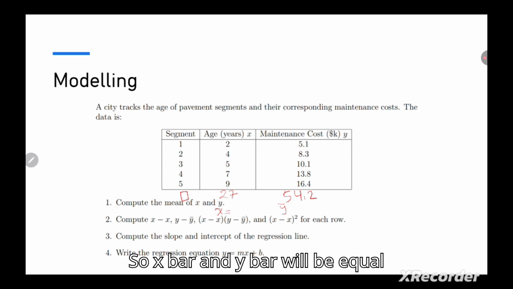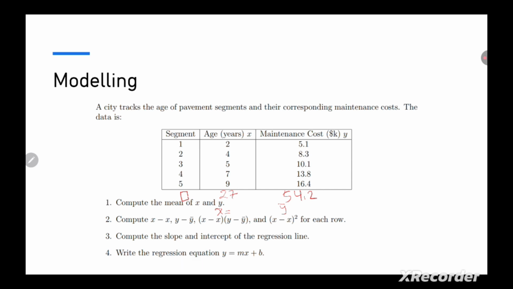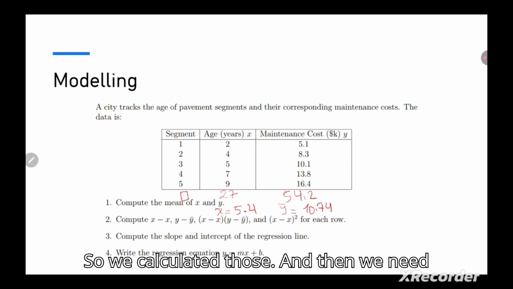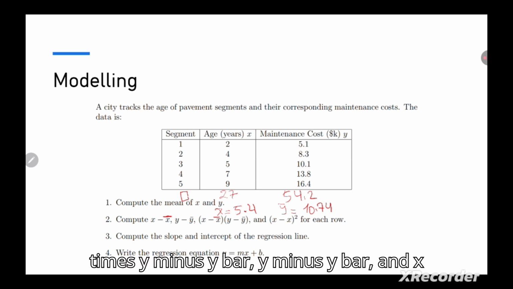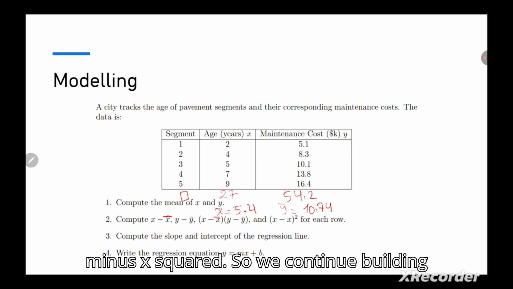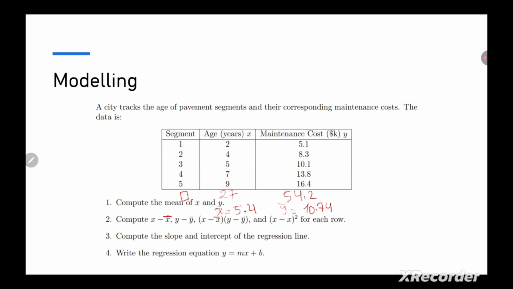So X bar and Y bar will be equal to this summation over 5, over the total. So we get here 5.4 for X bar, and for Y bar we get 10.74. So we calculated those, and then we need to calculate X minus X bar, Y minus Y bar, X minus X bar times Y minus Y bar, and X minus X bar squared. So we continue building the table, right?